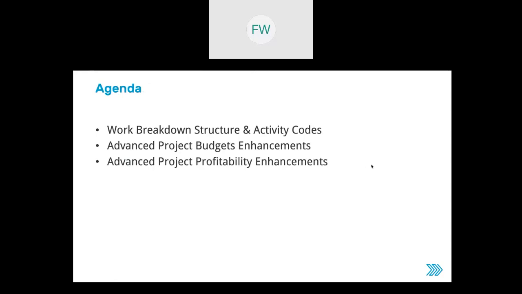So about the agenda, today I would like to show you some of the new SRP features, starting with the work breakdown structure and the activity codes. This feature was actually introduced already in 19.2, but we did not get to present it yet in one of these webinars. So I would like to start with that one and then continue with the advanced project budget enhancements and project profitability enhancements. Since all these features are very much intertwined, I would like to start the demonstration in NetSuite. And when the demonstration is finished, I will come back to the slides and recap on what you just saw.